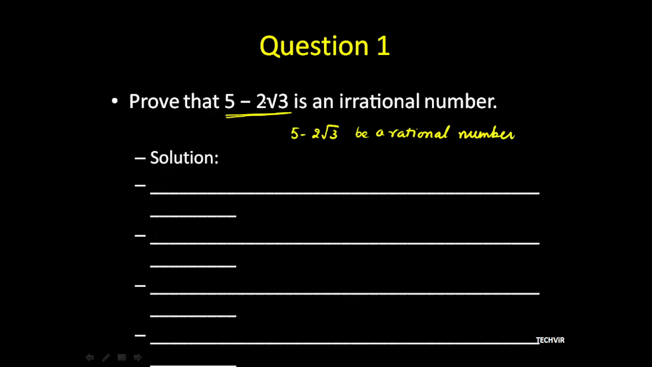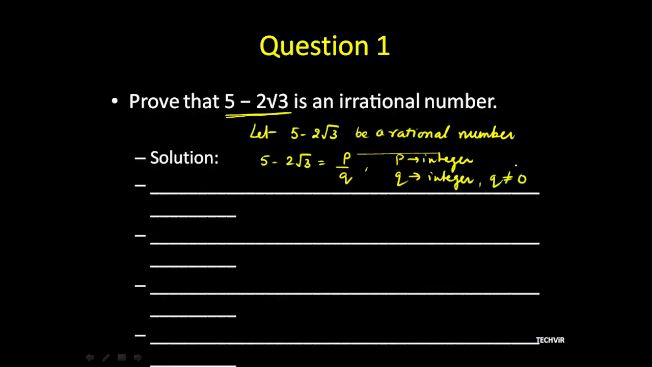So I am writing it over here, how you have to write it in your board examination. Let 5 minus 2 root 3 be a rational number. So we can assume 5 minus 2 root 3 is equal to p upon q, where p and q have their usual meanings. That is, p is an integer, q is also an integer, both must be co-prime, and q must not be equal to 0.